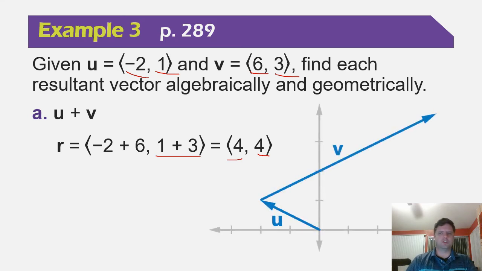So again, if we were going to show what these look like we would add them head to tail, and then note that the resultant is going to be the one that's coming from here up to there, and that is indeed 4, 4.